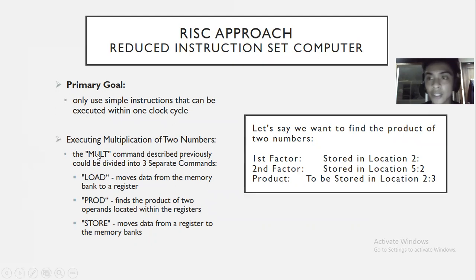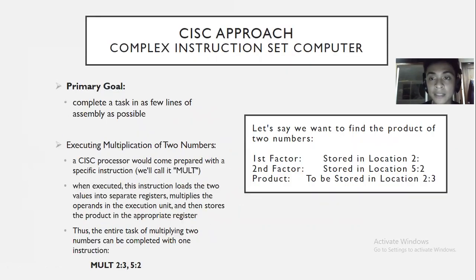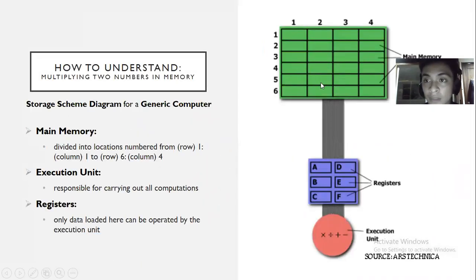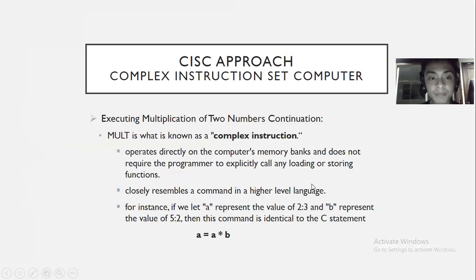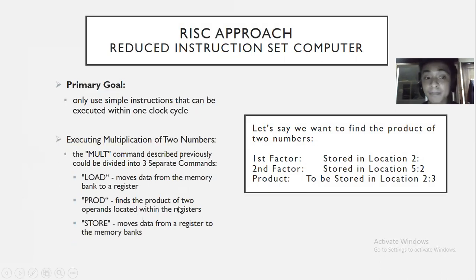As you can recall, mult does three things in just one call of the code. However, here, the mult command is separated into three commands: load, prod, and store. Load moves the data from the memory bank to a register. As you can see in the diagram, load is transferring the data from the main memory onto one of the free registers. Then there's also prod, which finds the product of two operands located within the registers. This is where the execution unit does its thing.